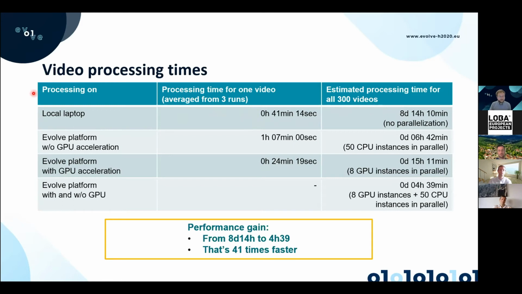On the Evolve platform, on the other hand, without using the GPU, one video took a bit longer than on the local laptop, but that is expected since we have some network overhead. But we can parallelize massively. If we, for example, use 50 CPU instances, and we could have used much more because there's more available, but we wanted to use just 50 for our experiments, then that scales down to only 6 hours and 42 minutes. If we additionally enabled the GPU acceleration, the processing time for one video falls down to 24 minutes. And if we use GPU and CPU in parallel, then we could process all 300 videos in just 4 hours and 39 minutes. That's 41 times faster than the 8 days, 14 hours on our local laptop.